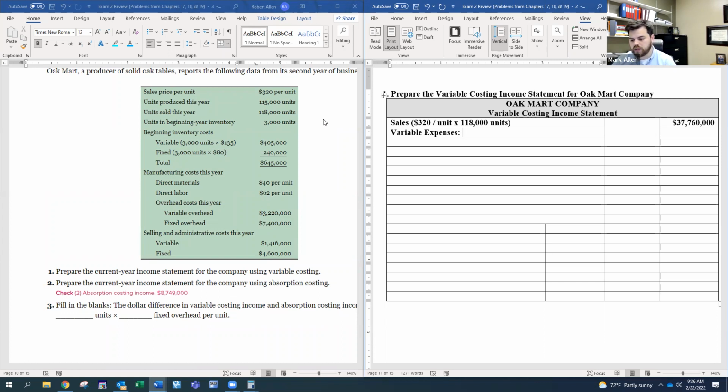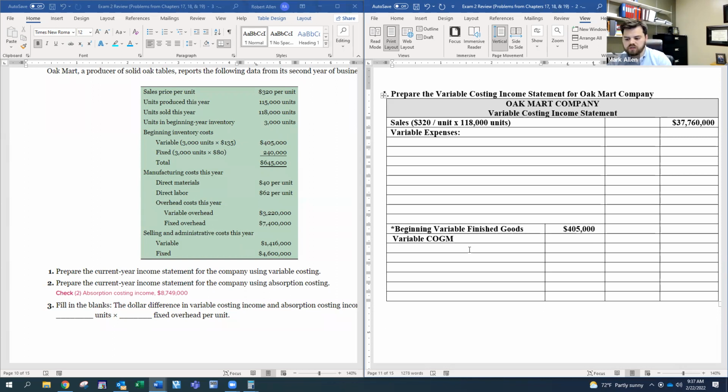Now, at this point, we want to take out our variable expenses, very similar to what we did before. The only difference is that we're going to do a lot of this computation down here in this bottom section. We start with our beginning variable finished goods, which they gave me as $405,000. That's given to us right here in our table. To that, we will add our variable cost of goods manufactured.